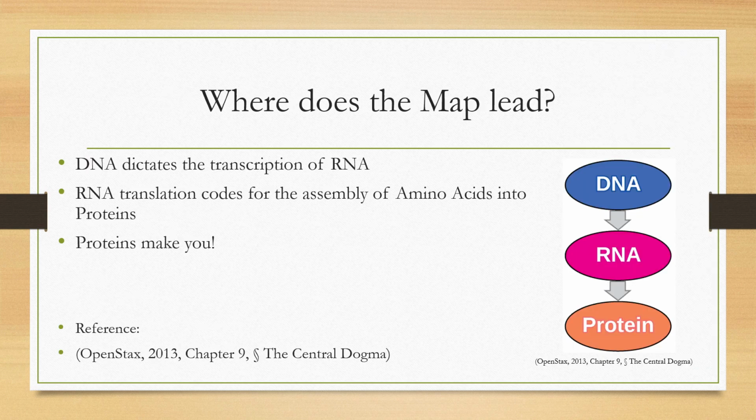So where does the genome map lead? DNA sequences lead to the transcription of RNA. RNA is very similar to DNA, except that the nucleotide thymine is swapped for uracil in RNA. The subsequent sequence of RNA is read by your cells to denote what amino acids and ultimately proteins will be grafted. These proteins are then put together to create you.